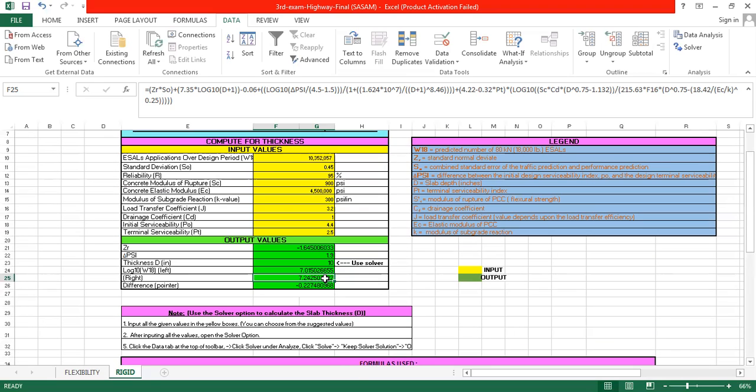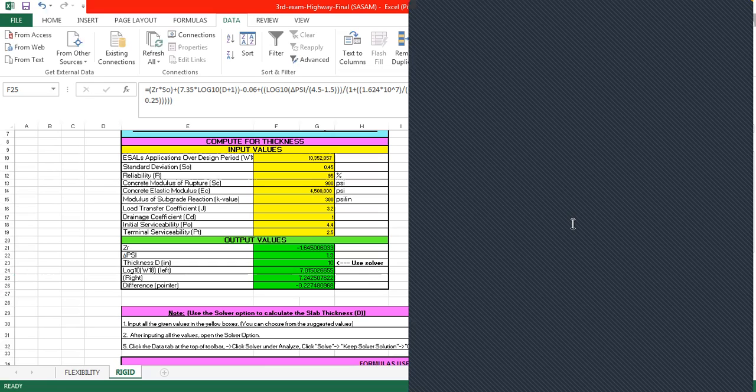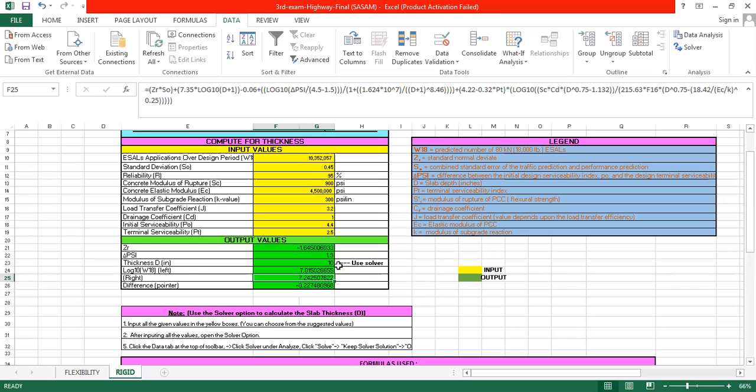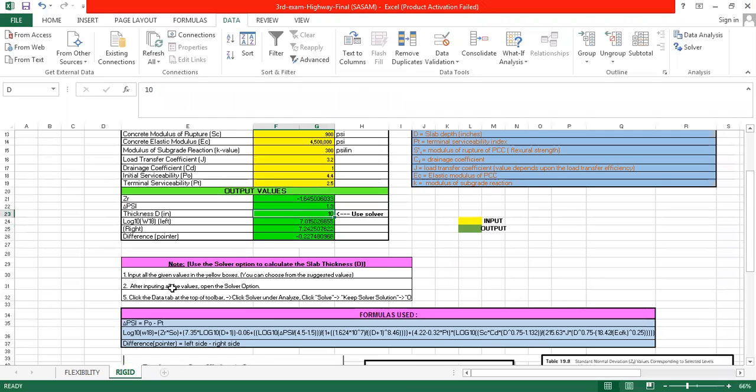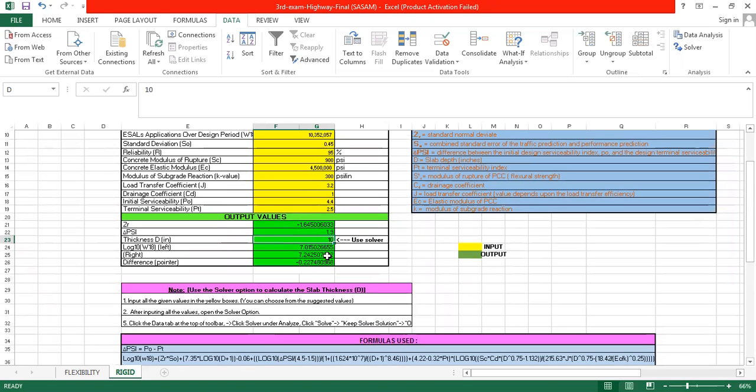So here for us to know the thickness D, let's assume, a typical assumption is to let D be equal to 10. So let D be 10 and then use the solver. Let's use again the solver. So here input all the given values in the yellow boxes. You can choose from suggested values. Then after inputting all the values, open the solver option. Click the data tab at the top of the toolbar. Then under analyze, click solve. Keep solver solution.